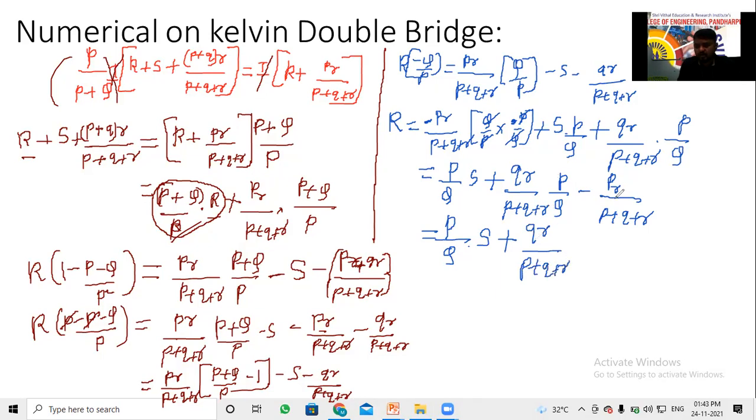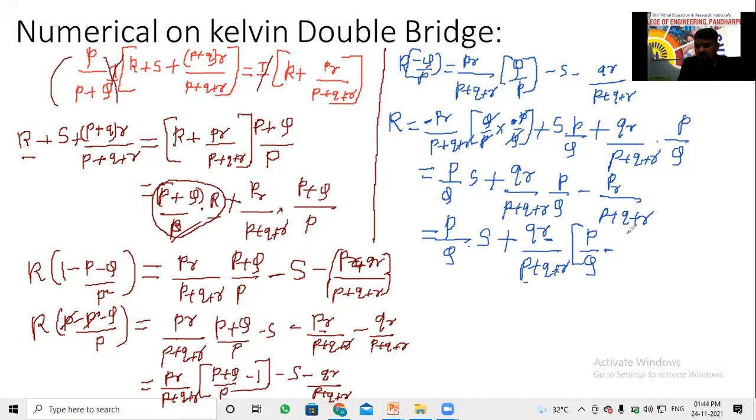Between these two terms, I have taken this term outside. The first term, what is left here? The left term is only P by Q. Now, when I write this outside, common I have taken, you write the minus sign. The new denominator P plus Q plus R is there. P plus Q plus R we have taken outside already. Here R is there. R we have taken outside.